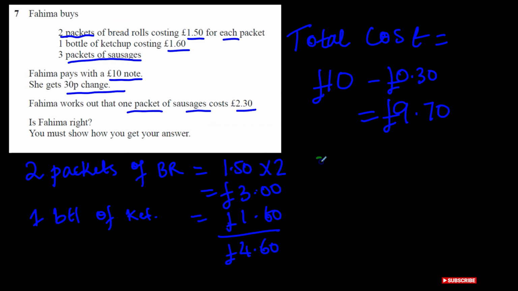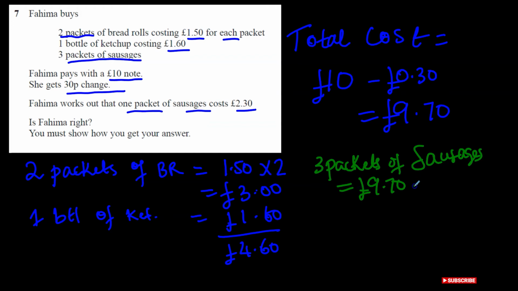sausages. So 3 packets of sausages is going to be equal to £9.70, that's money, take away £4.60, and that's going to be equal to £5.10.